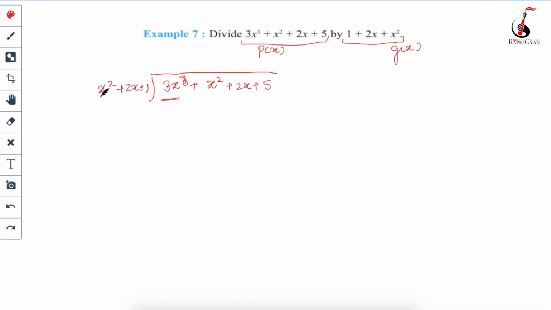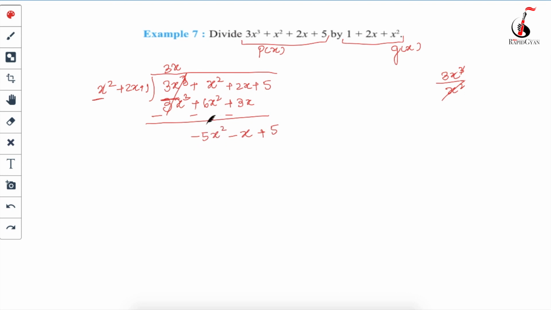First term 3x cube, here first term x square. Divide 3x cube by x square. What will you get? You will get 3x. Write here 3x, and multiply the whole divisor by 3x: you will get 3x cube plus 6x square plus 3x. Now subtract it. As I have told you, signs will be changed: plus becomes minus. This will cancel out. x square minus 6x square will be minus 5x square. 2x minus 3x will be minus x, and then write this plus 5 over here.